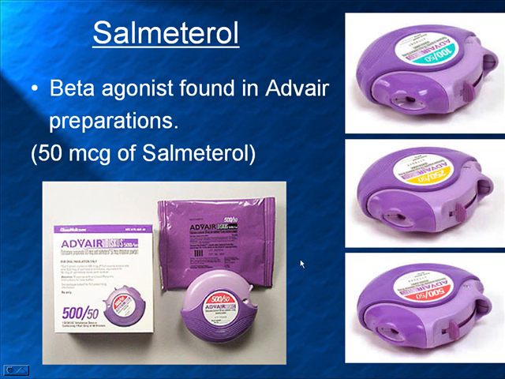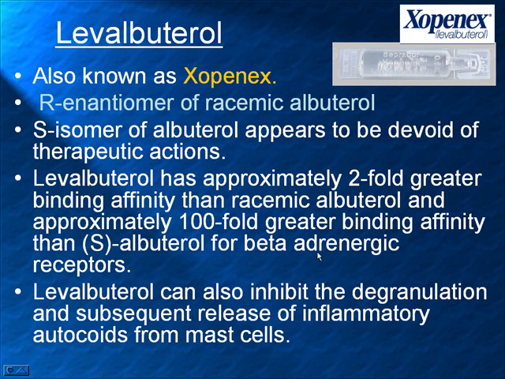Okay, the next drug is Levalbuterol, and this is also known as Xopenex. This is one of the newer beta agonist drugs that are on the market, and you can see up here, this is the label, and it does come in a solution form. And this is basically the R isomer of racemic albuterol, which is the traditional albuterol that I just covered. And we'll look at a graph here in a second to explain this a little more in detail.